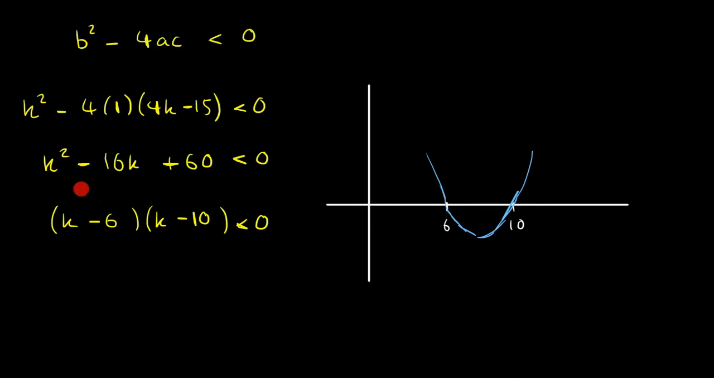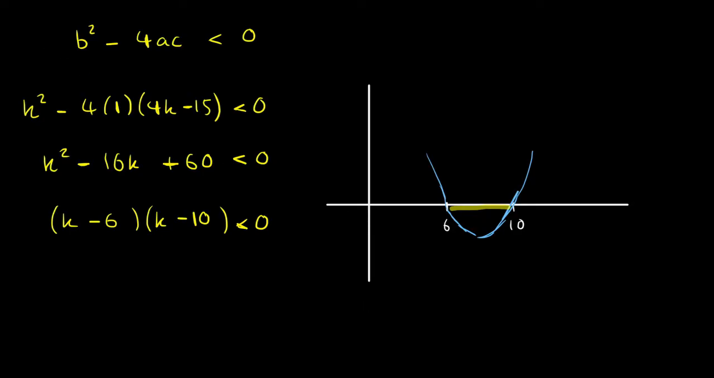So that's this thing here. Well, where is that quadratic less than 0? In other words, where are the y values less than 0? Well, it's everywhere here, isn't it? Here, the quadratic is less than 0. So what we want to do is find the values of k that give us that part of the graph. Well, that's going to be given by these values here, isn't it? Everything between 6 and 10.